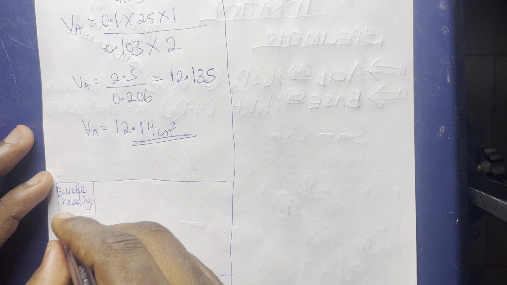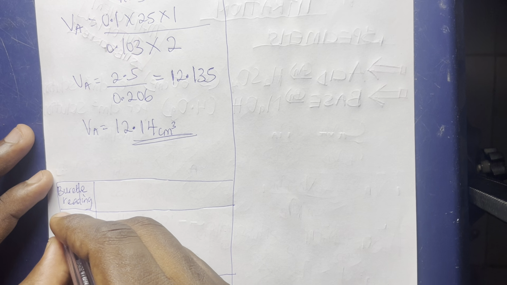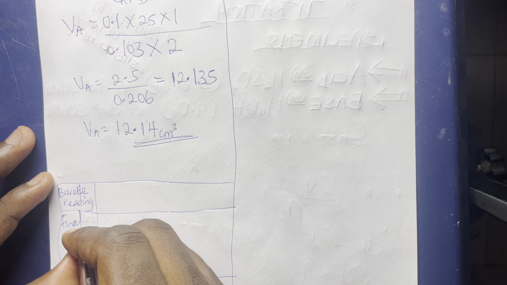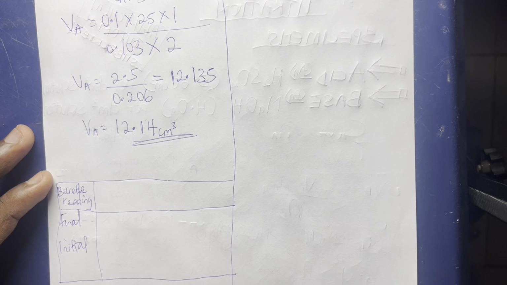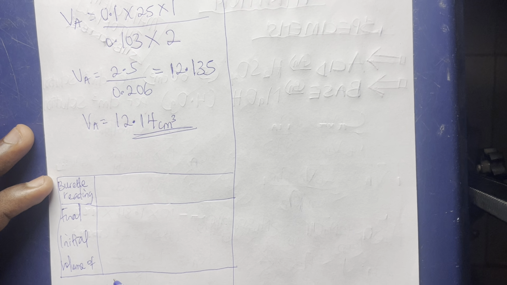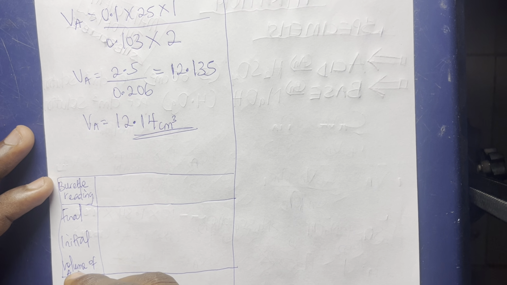So we have our final burette reading. Final. We have our initial. Then we have volume of acid used. Volume of acid A used.